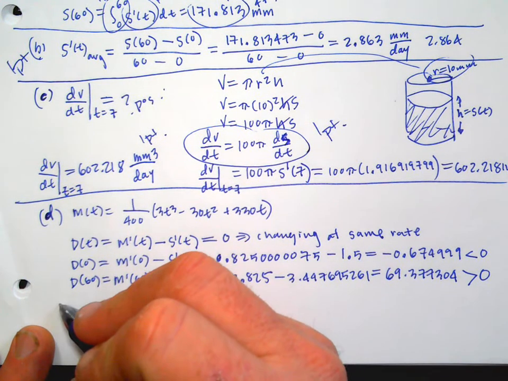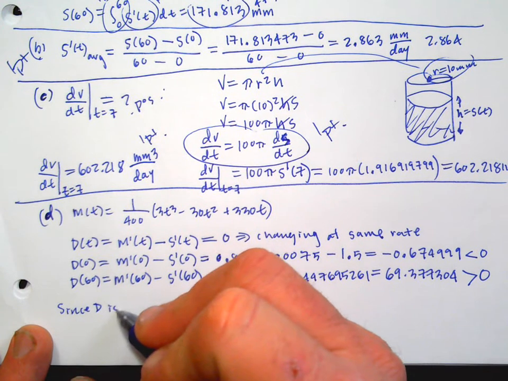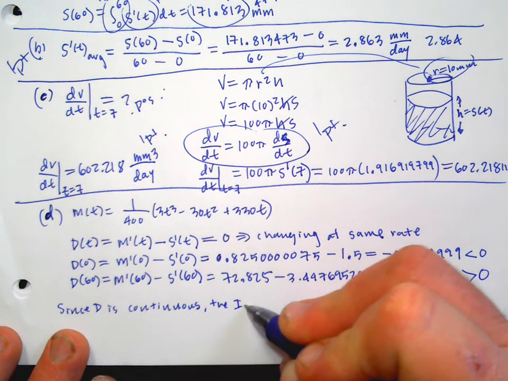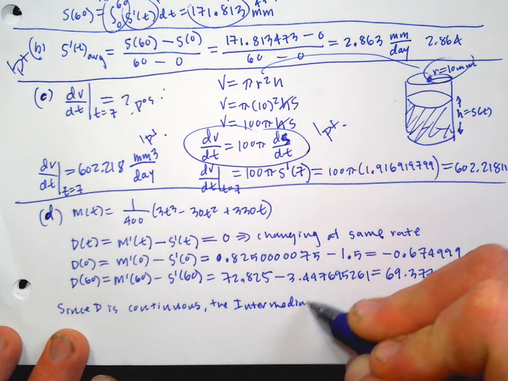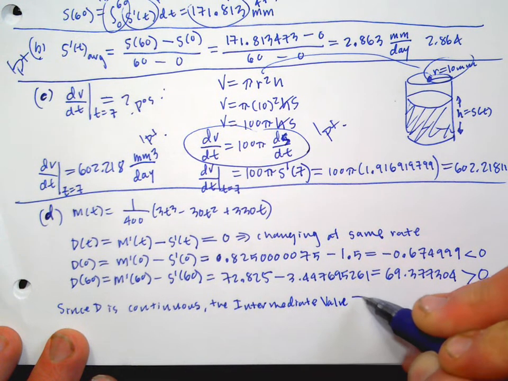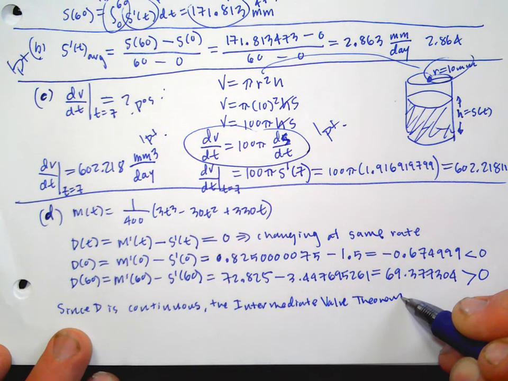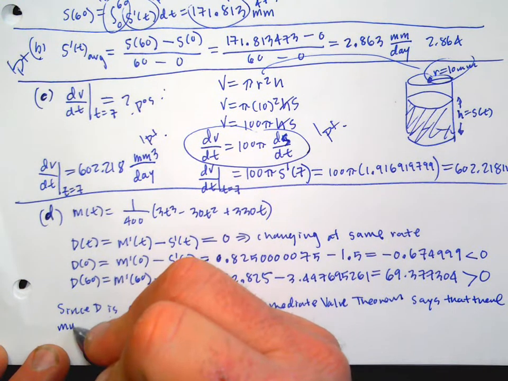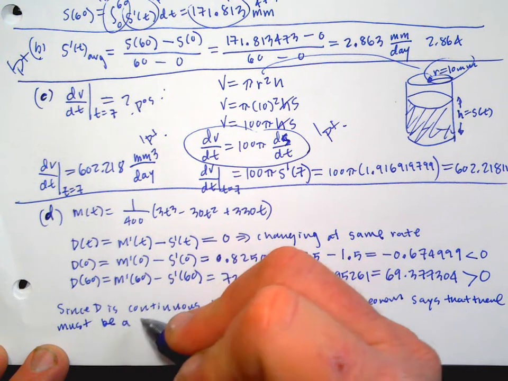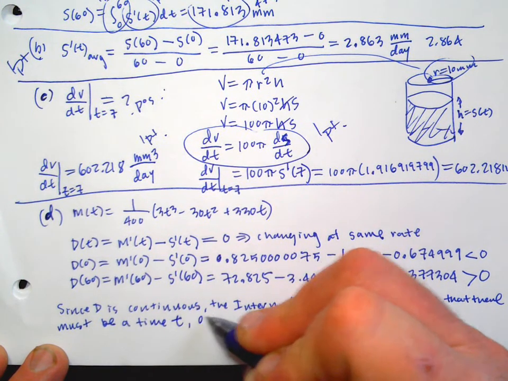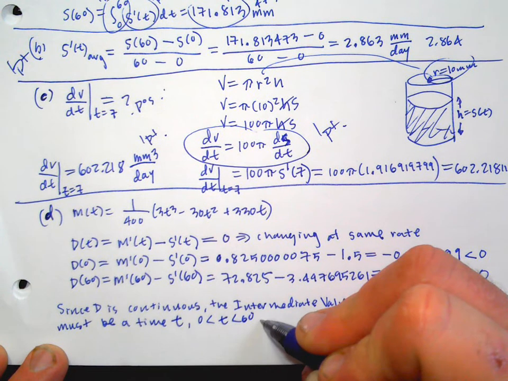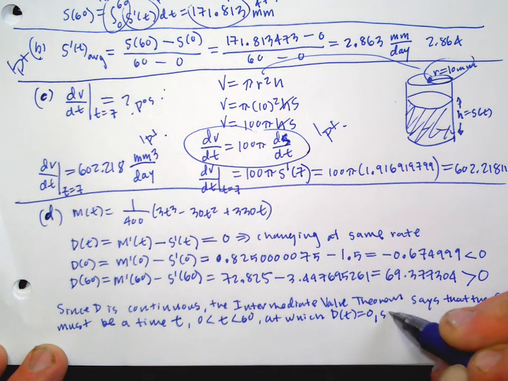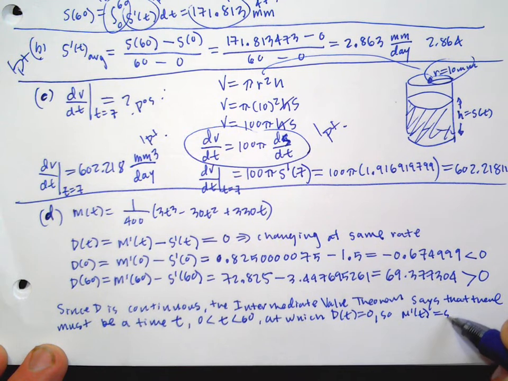Okay, so we'd have to say something like, since D is continuous, that's the requirement for the intermediate value theorem, the intermediate value theorem says that there must be a time t between 0 and 60 at which D(t) equals 0. So M prime t equals S prime t.